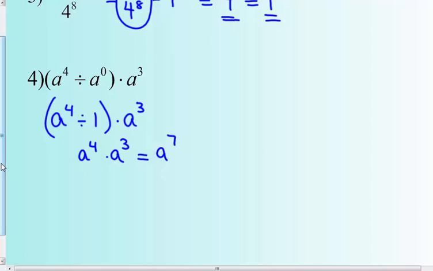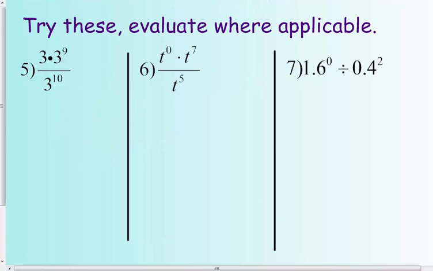Another way I could have done this is I could have said, oh, okay, well, a to the fourth divided by a to the 0, keep the base and subtract the exponents. 4 take away 0 is just 4 times a to the third. I could have done it that way, too, to get a to the 7th. So either way, I could change this into 1, or I could use my quotient rule that says keep the base and subtract the exponents. Either way, try these, evaluate where applicable.